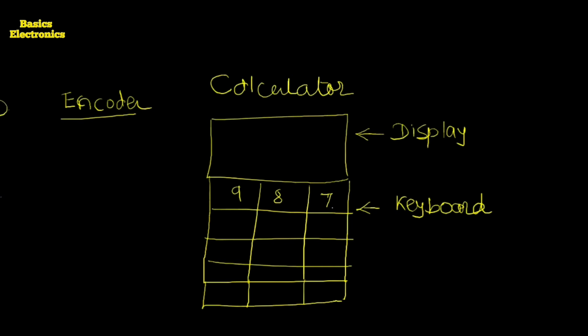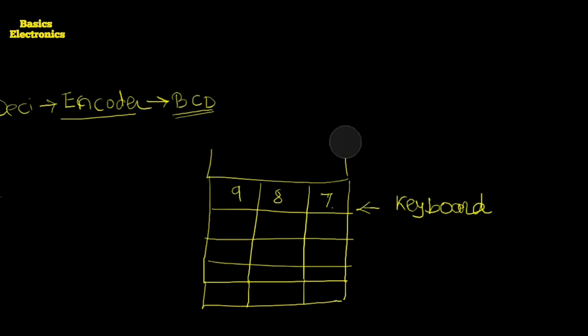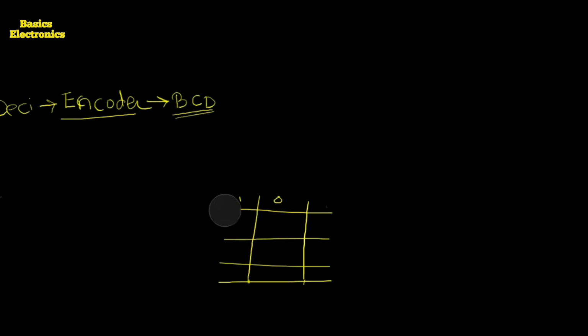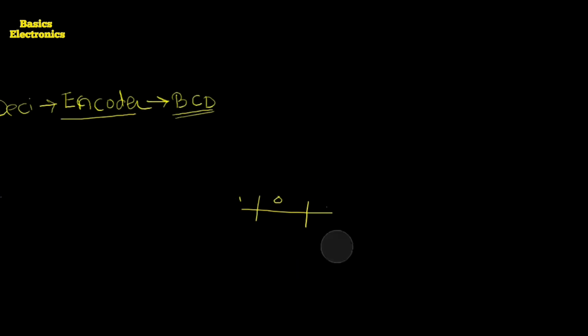Here the input is decimal. It is applied to the encoder, and then the encoder produces the coded output. That output may be coded in binary, that is BCD, binary coded decimal, or it may be any other code. We just have to consider that the encoder is a logical circuit that converts the decimal input into the coded binary input, or simply, into the coded input.